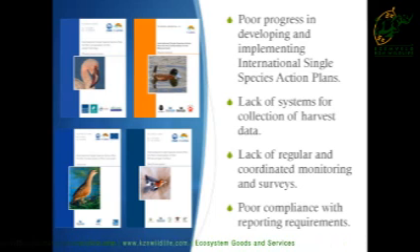And then other problems also linking to lack of systems for collection of harvest data and lack of regular and coordinated monitoring and surveys. An additional problem that is quite serious is that a lot of African countries have not been complying with their reporting requirements under EAWA. Okay, so EAWA requires all parties to report on their implementation of the agreement every 3 years. Now, in the last reporting period, only 36% of the reports that were actually due from African countries were submitted, as opposed to 92% compliance in the rest of the agreement area.